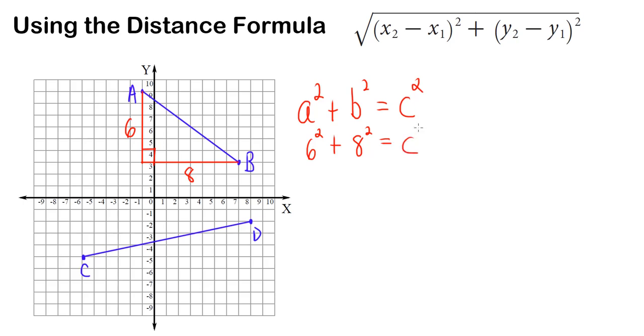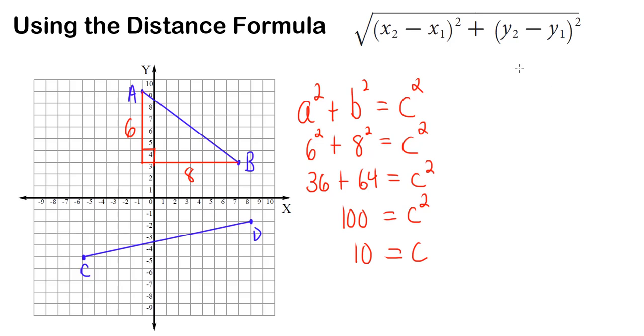equals C squared. Then 6 squared is 36, and 8 squared is 64, and that equals C squared. Then we add these two together and we get 100. Now, the answer is not 100 because 100 is C squared. I want C. So the square root of 100 is 10. So the measure of line segment AB is 10 units long.